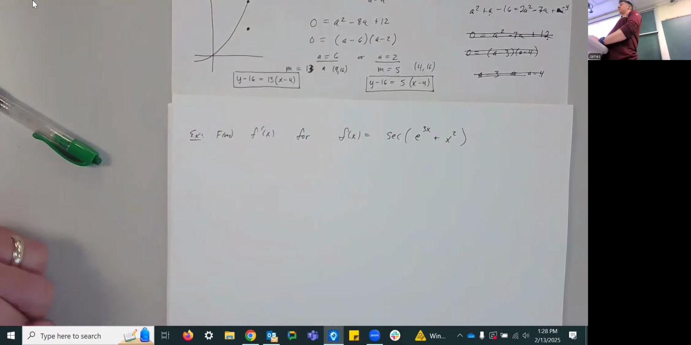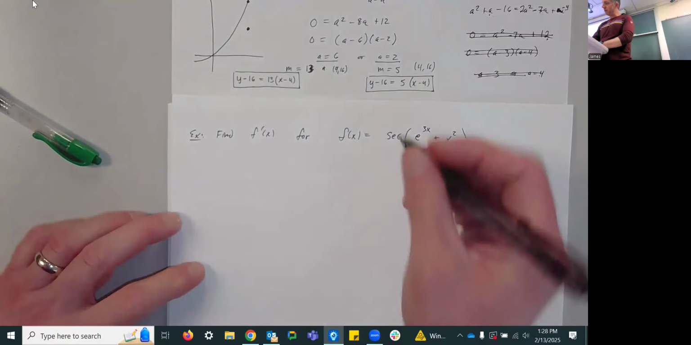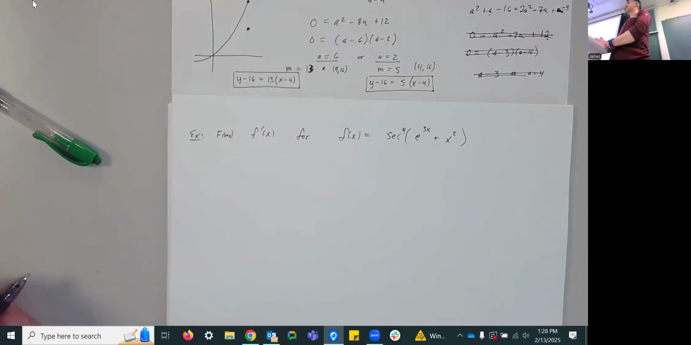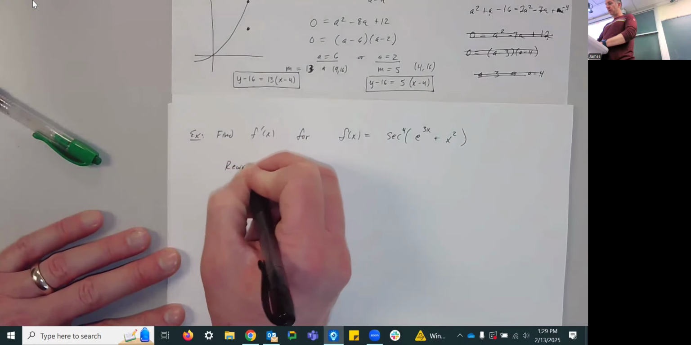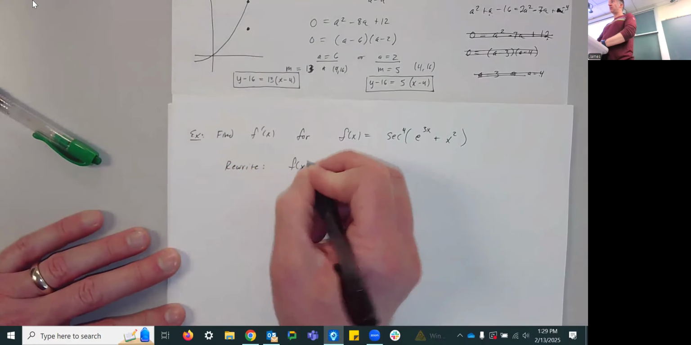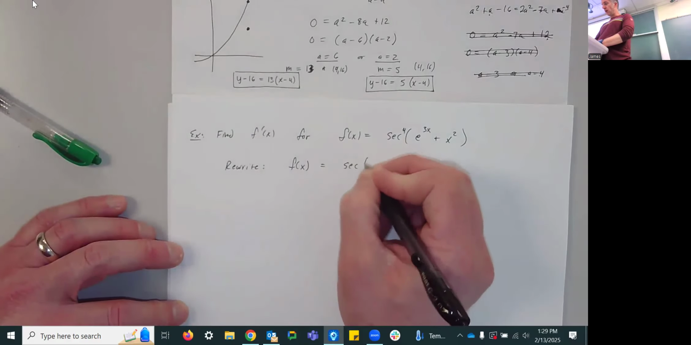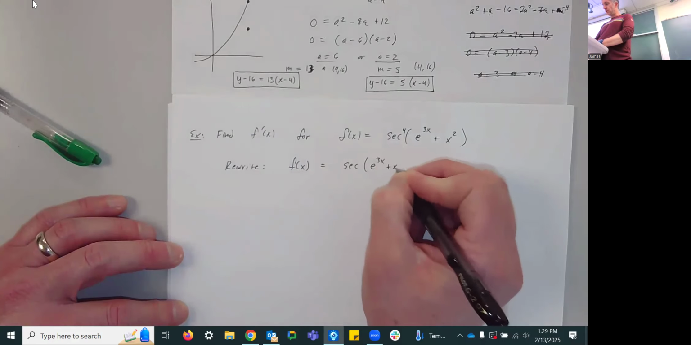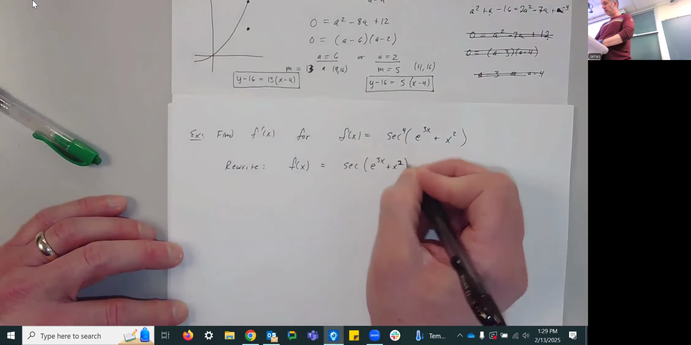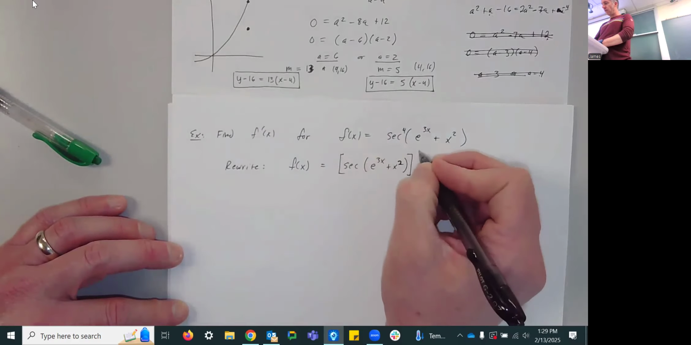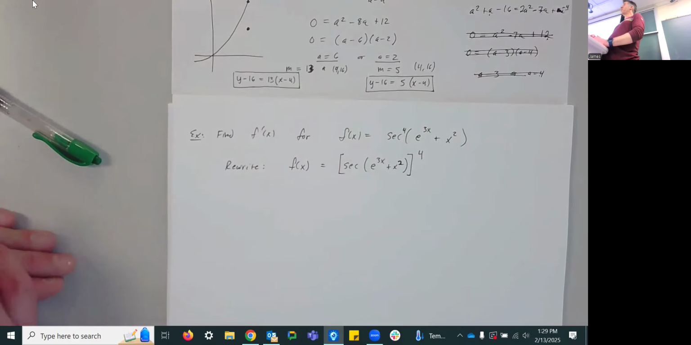I feel like secant is always, well, let's make it even harder. Let's make it secant to the fourth of e to the 3x plus x squared. Extra ugly. So whenever you have a trig function to a power, I would always recommend rewriting it. I would always take the step to rewrite it as f of x. I'm not taking the derivative yet, so I'm not going to write f prime equal to your trig function of its argument. So secant of e to the 3x plus x squared, all of that raised to the power of 4. And that's always a worthwhile step, or at least make sure you're thinking of it that way if you don't want to rewrite it.